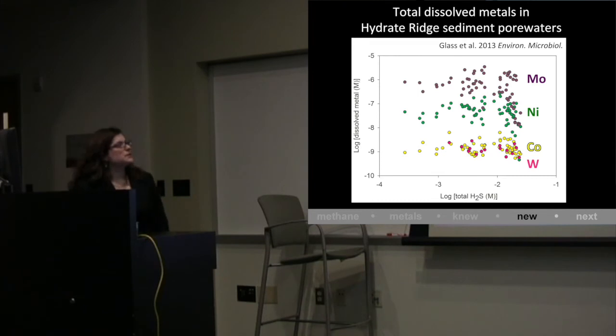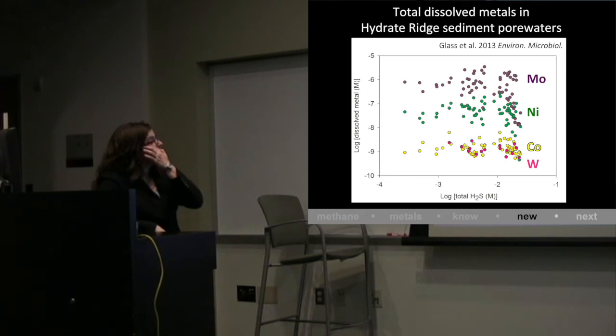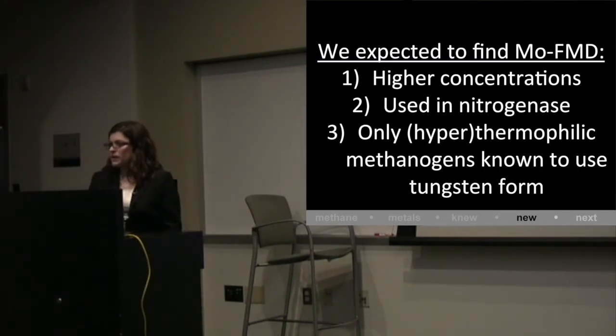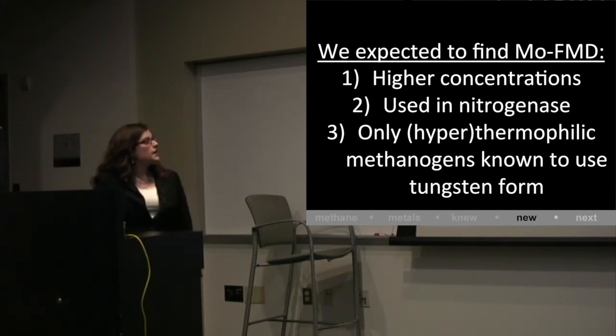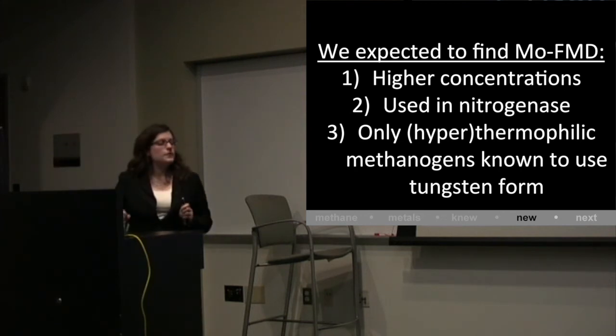When we looked at the availability of molybdenum and tungsten in these porewaters, we found that molybdenum was much higher in abundance than tungsten. Here's tungsten in the pink and molybdenum here in the purple, and molybdenum is orders of magnitude more abundant, about 3 orders of magnitude more abundant than tungsten. So we expected then to find the molybdenum form because the molybdenum concentrations were higher. We already knew that the molybdenum form of nitrogenase is used by the ANME archaea, and also only thermophilic and often hyperthermophilic methanogens are known to use this tungsten form of this enzyme.